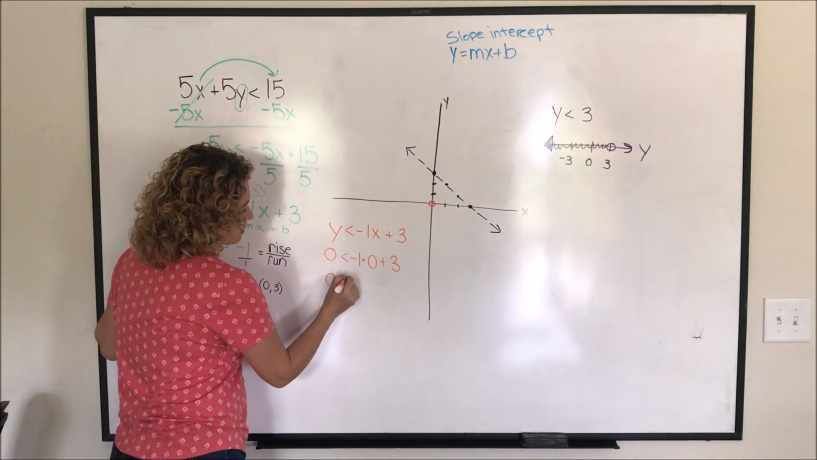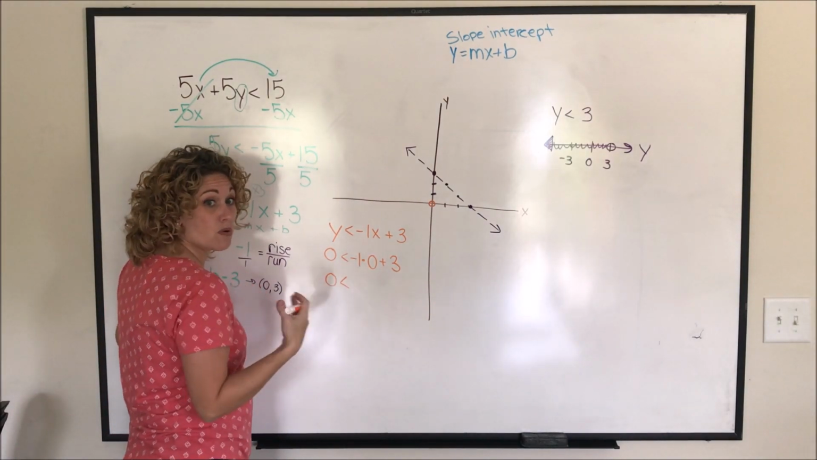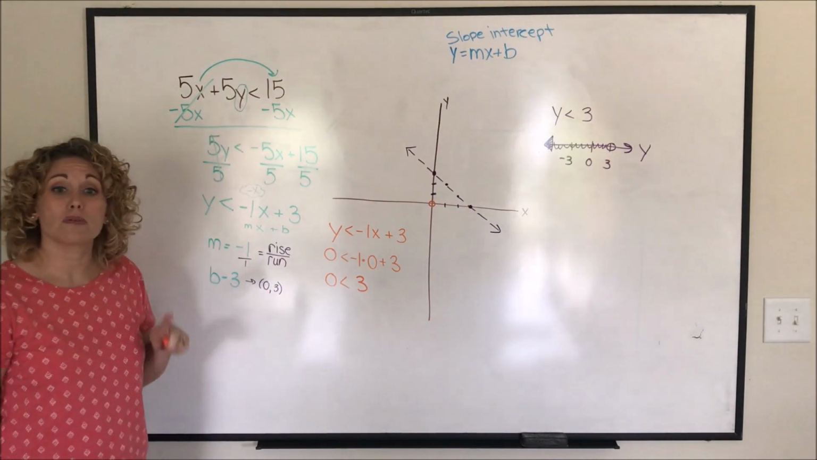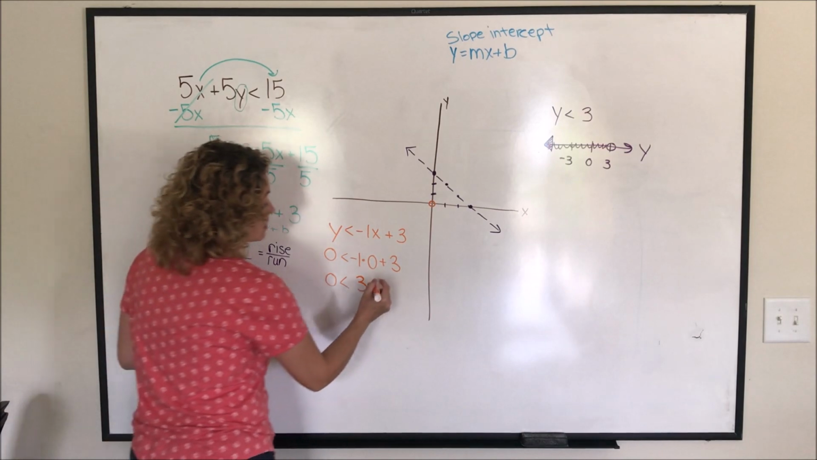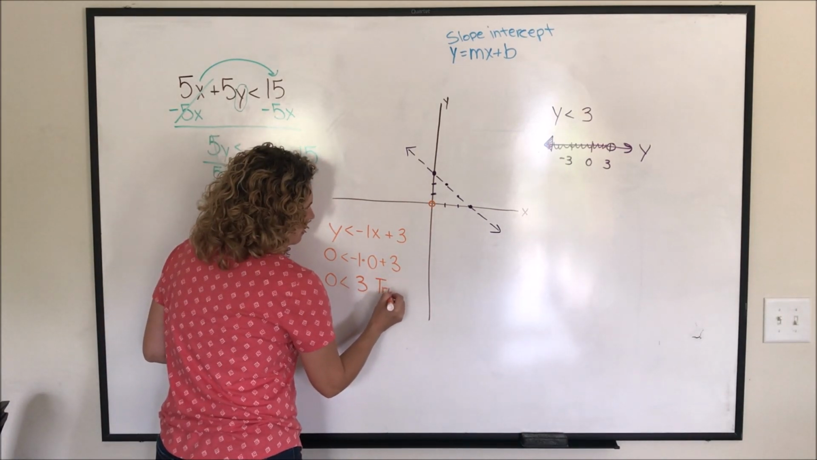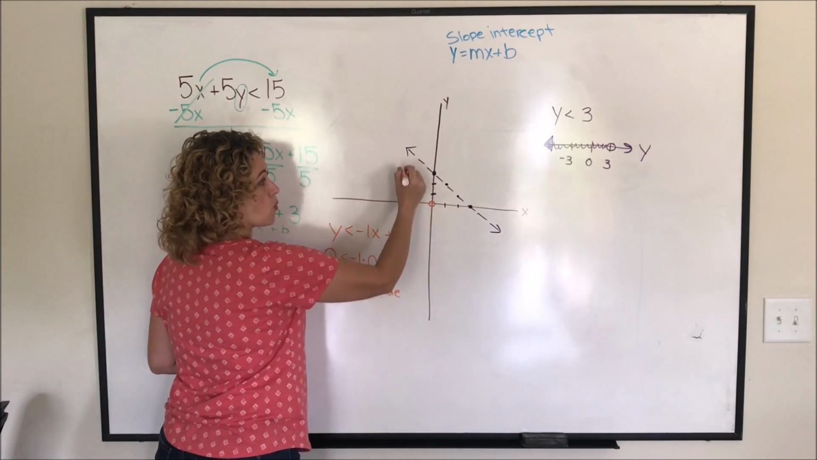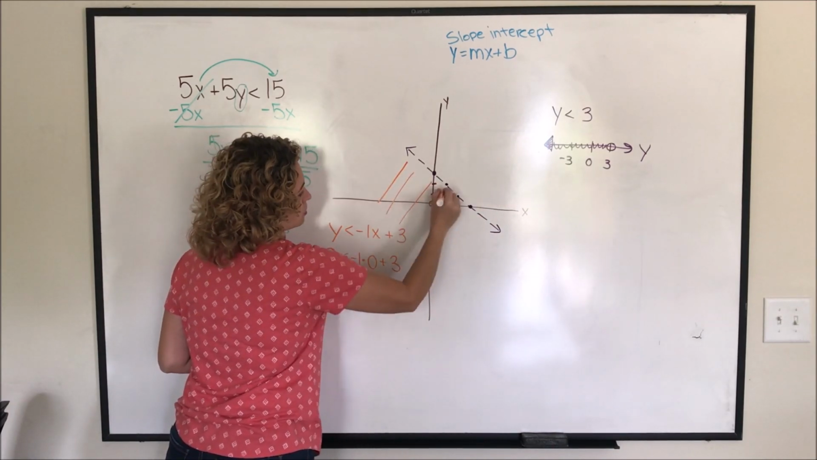So 0 is less than negative 1 times 0 is 0. 0 plus 3 is 3. Is 0 less than 3? And yes, that is true. Because it's true, we are going to color towards the true spot, towards our 0, 0.